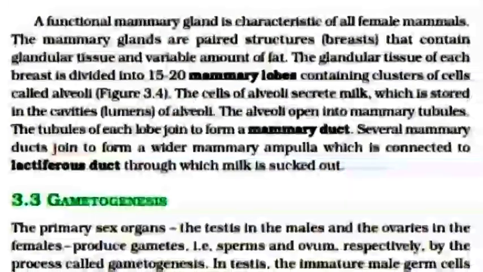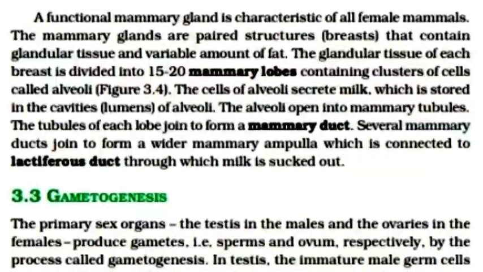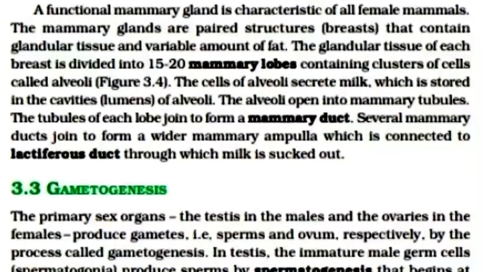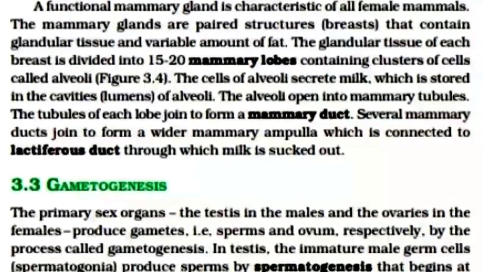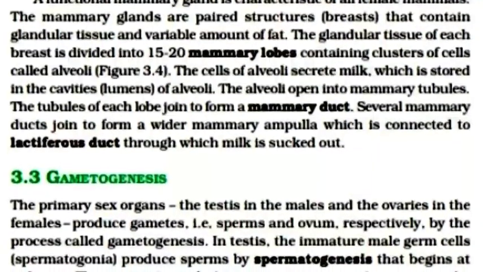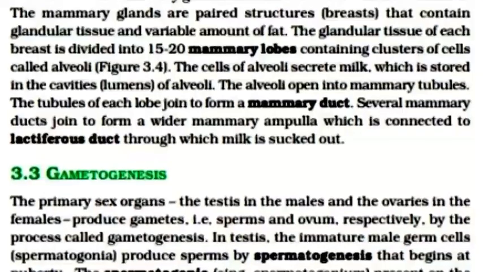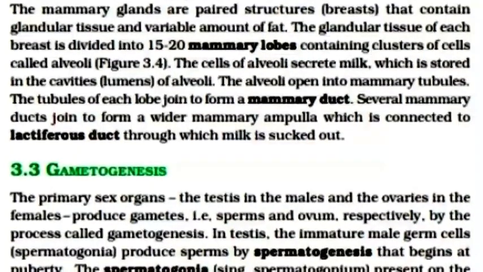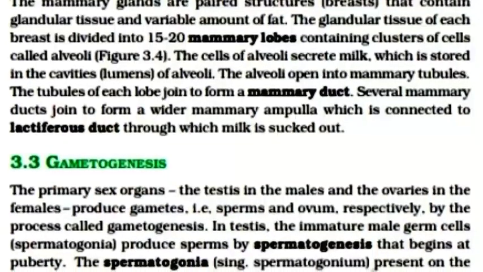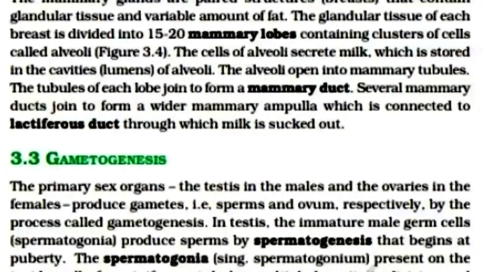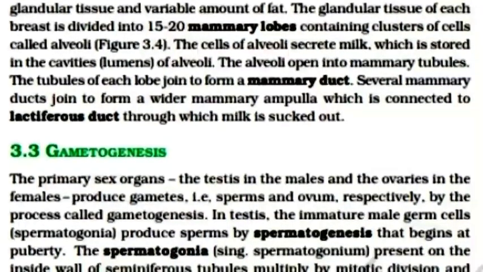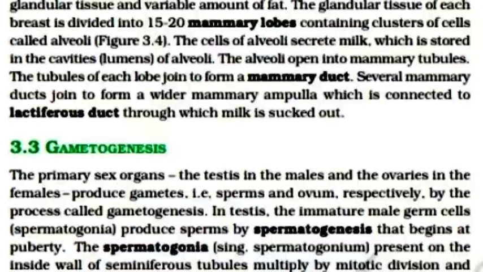A functional mammary gland is characteristic of all female mammals. The mammary glands are paired structures, breasts, that contain glandular tissue and variable amounts of fat. The glandular tissue of each breast is divided into 15 to 20 mammary lobes containing clusters of cells called alveoli. The cells of alveoli secrete milk, which is stored in the cavity, lumen, of alveoli.